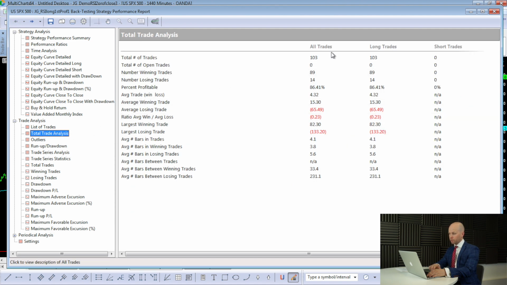Looking at the total trades, we've got a few more trades. Our winning percentage has increased, so that's nice. Our average trade has definitely decreased. And our largest losing trade, because we have that stop loss in there, is actually the same at the moment. So overall, that's actually made things worse, hasn't it, than the original RSI exit.